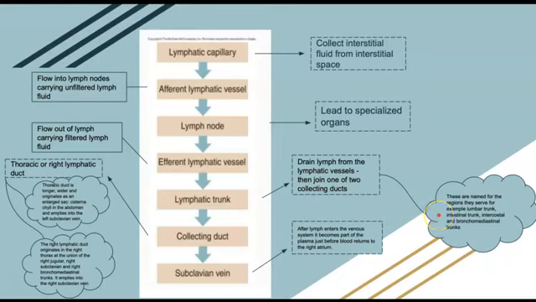Over here, a side note, the lymphatic trunks are named for the regions they serve. For example, we have lumbar trunk, intestinal trunk, intercostal trunk, and bronchomediastinal trunks. Okay, from our lymphatic trunks, we go to our collecting ducts. Remember, we have two collecting ducts. We have the thoracic duct and the right lymphatic duct.